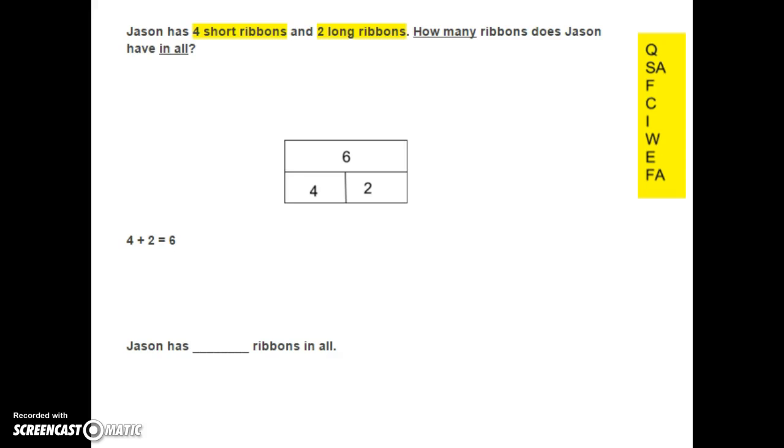Since I do feel like my answer is reasonable, I move down to the statement that I wrote from the beginning of my strategy, and here I enter my final answer. Jason has 6 ribbons in all. Then I'm finished with my strategy, and I have all the thinking shown and a final answer listed. Hope this strategy works for you.